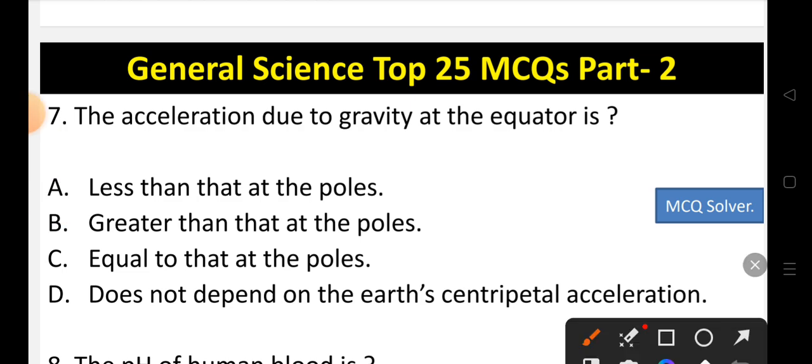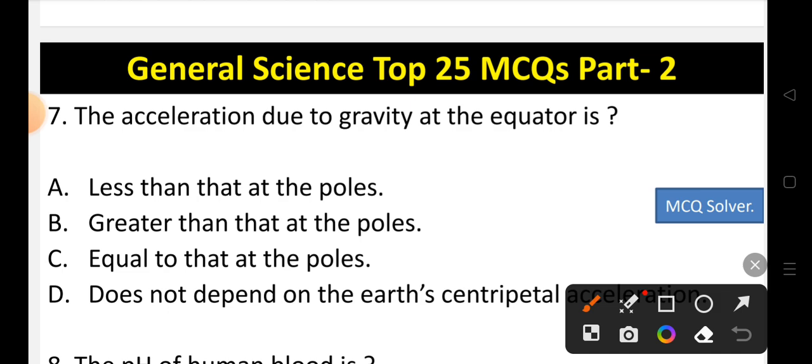So the acceleration due to gravity at the equator is, the correct option is option number A, that is, it is less than that at the poles. It is mainly because of the shape of the earth, which is a geoid shape. So A is the correct option.